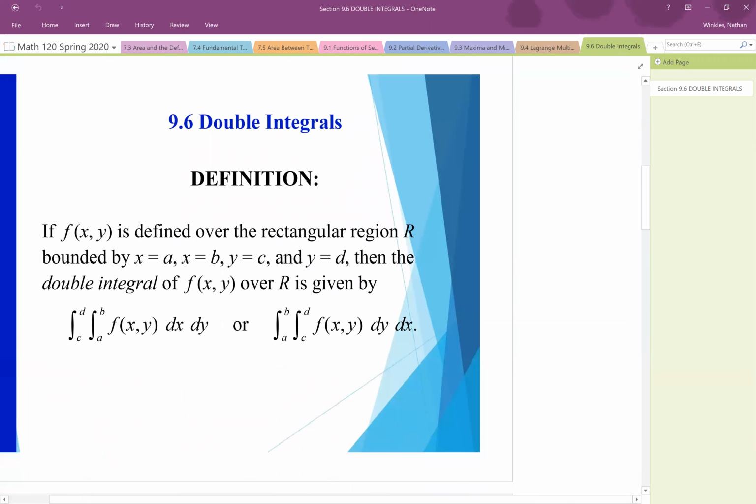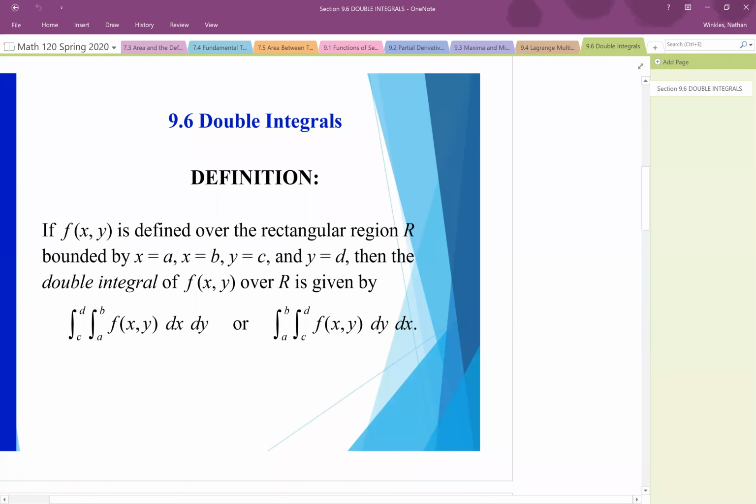So for the first definition that we have, if f of xy is defined over the rectangular region R bounded by x equals a, x equals b, y equals c, and y equals d, then the double integral of f of xy over the region R is given by the integral from c to d of the integral from a to b of f of xy dx dy, or the integral from a to b of the integral from c to d of f of xy dy dx.